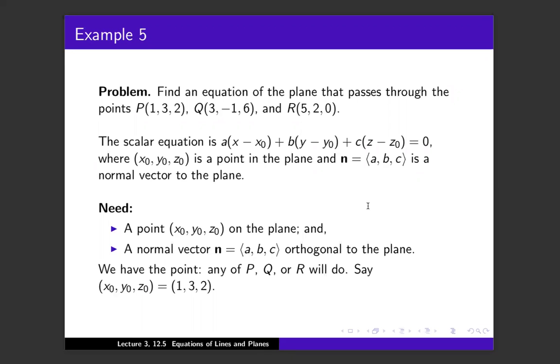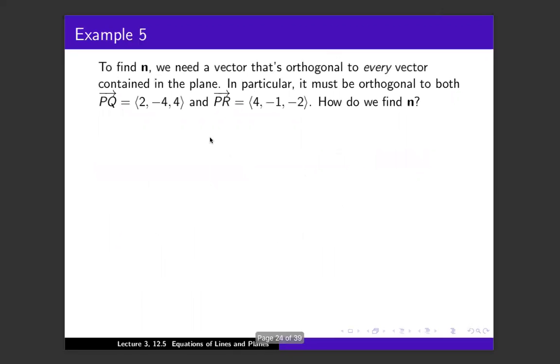Well, the good news is we have the point. Any of P, Q, or R will do the trick. So let's say, for example, we take P. So x naught, y naught, z naught is going to be (1, 3, 2). Still, we're going to need to find what the normal vector is. So how are we going to do that? Well, what do we need? We need a vector that's orthogonal to every vector contained in the plane.